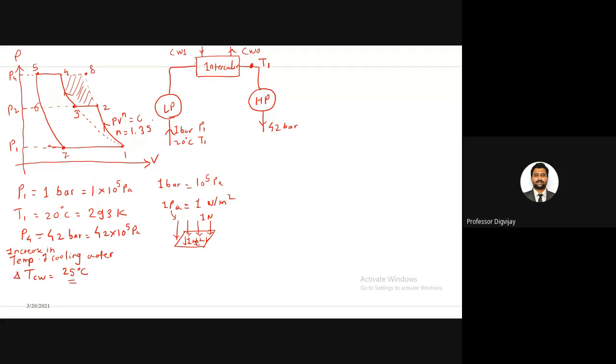That means when the cooling water passes through the intercooler, it will gain a temperature of 25 degrees Celsius. Its temperature will increase by 25. So this is the given data here, and what is asked here is to calculate the work required.